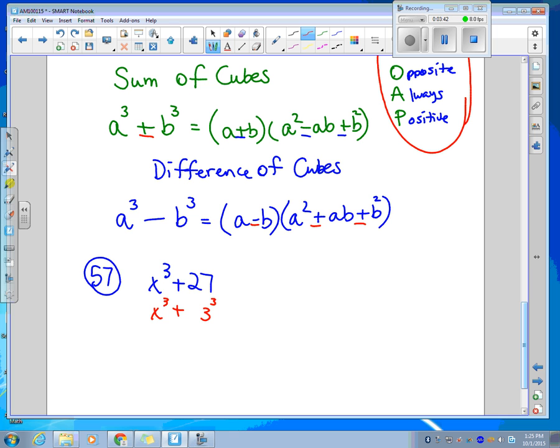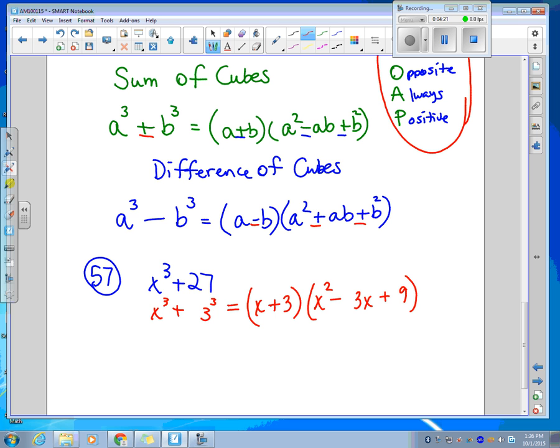Now the reason I write it like that, did you find it? Is it 3? So 3 to the 3rd power is 27. So now I know that A is x and B is 3, so I can use my SOAP pattern as long as I have recognized this as a sum of cubes: x plus 3, because it's the same, times x squared minus 3 times x, and plus, because that one's always positive, and 3 squared is 9.